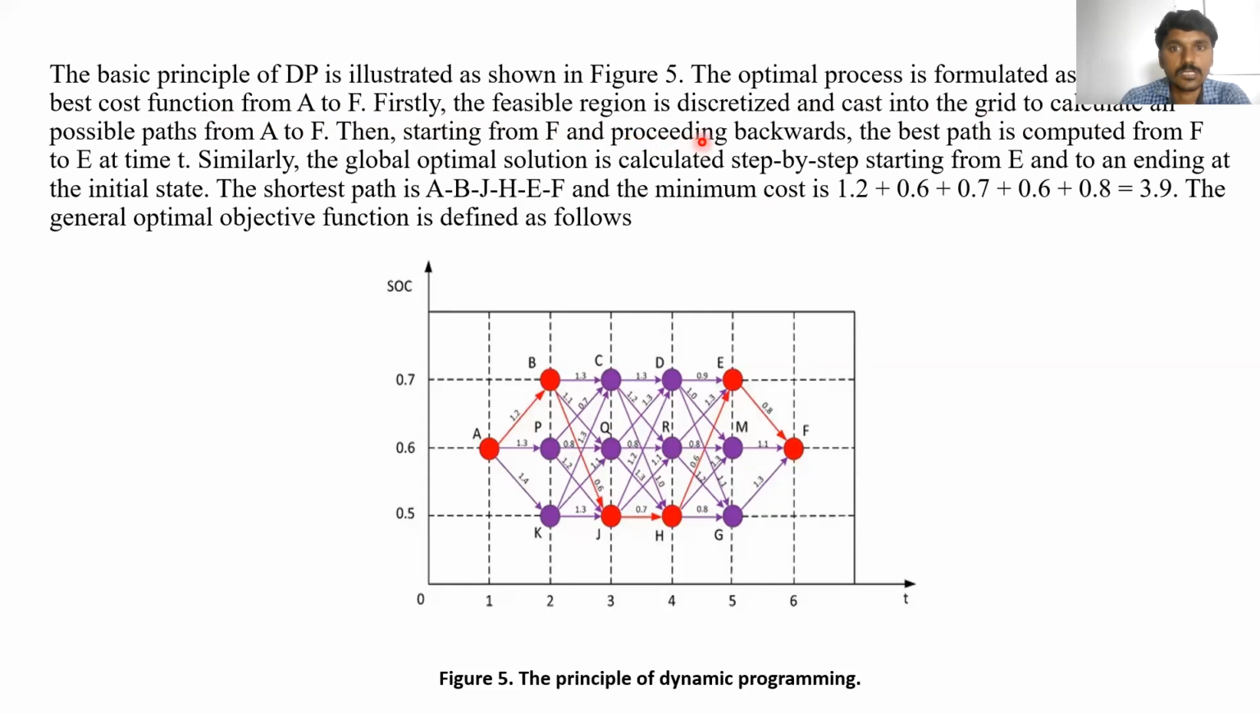Firstly, the feasible region is described, discretized and cast into a grid to calculate all the possible paths from A to F. Then starting from F and proceeding backwards, the best path is computed from F to E at time t. Clear? Similarly, the global optimization solution is calculated step by step, starting from E and ending at the initial state. The shortest path is A, B, J, H, E, F, and the minimum cost is obtained.